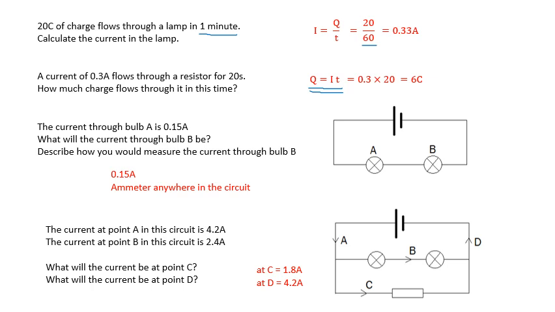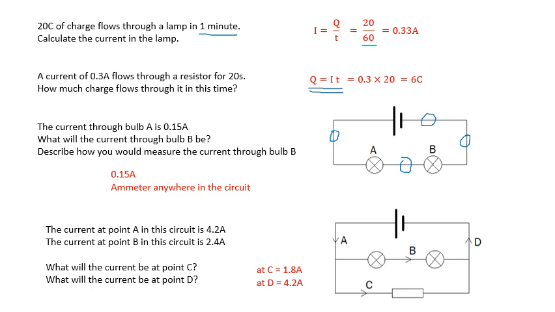The first circuit here, the current through bulb A is 0.15 amps. What will the current through bulb B be? Well, they are in series, so it'll be the same, 0.15 amps. And you can put an ammeter anywhere you like. You could put the ammeter there, you could put the ammeter there, you could put the ammeter there. As long as the ammeter is in series, because the current is the same everywhere, it doesn't matter where you put it.